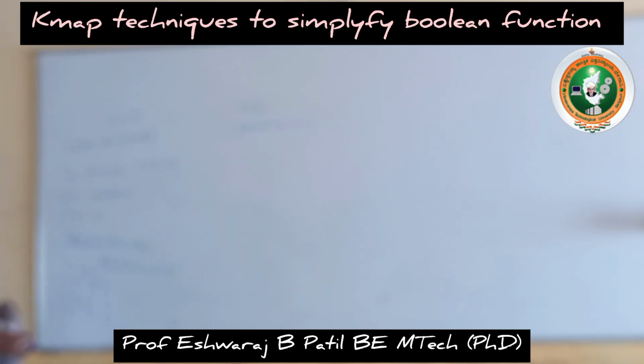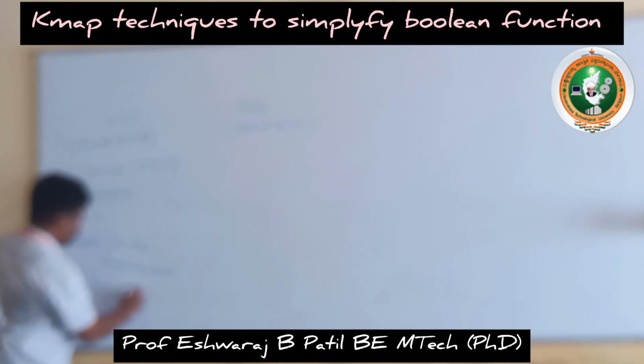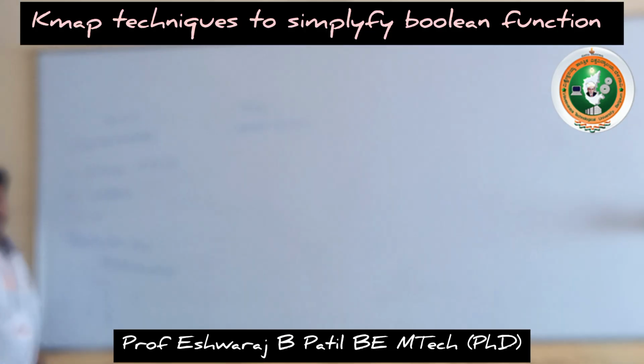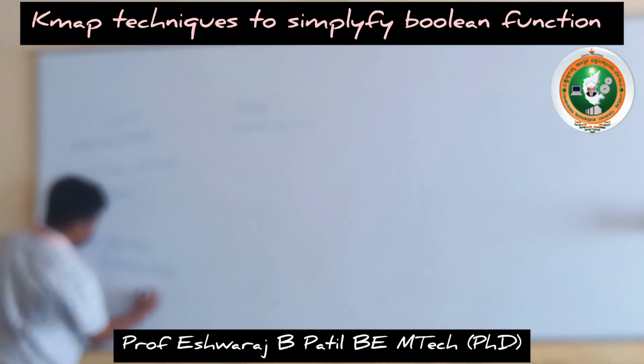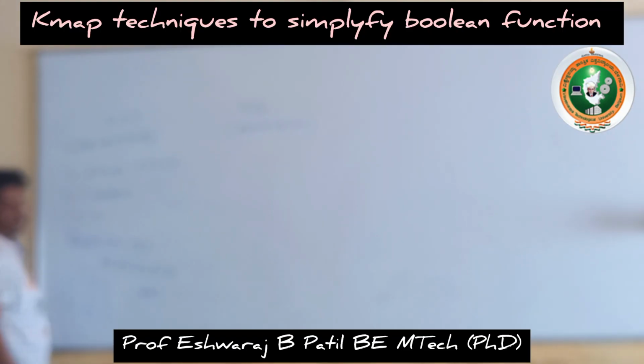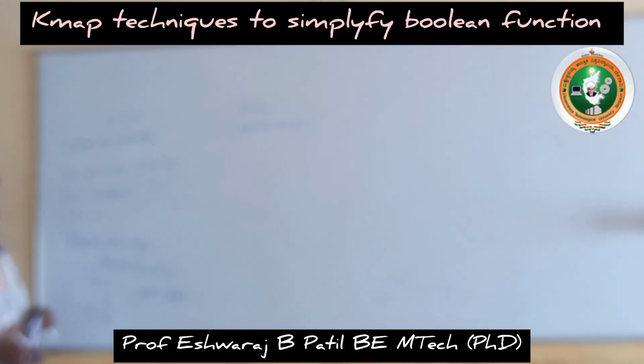If any term is missing in the non-canonical form, that is, if my function has missing variables in a term, that is to be added with a plus a dash if a is missing in the term. If b is missing, then b plus b dash is to be added here. Like this we have the SOP form.